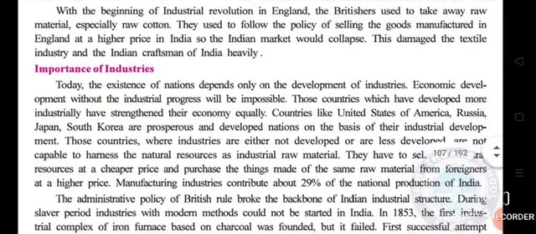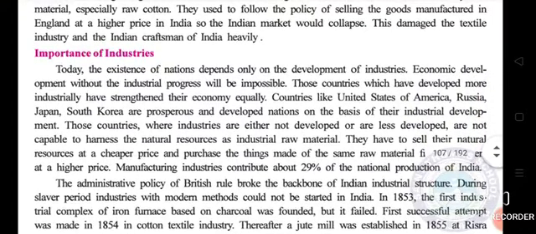So, importance of industries. What is the importance of our industries? Today, the existence of a nation depends on the development of industries, because our existence depends on industries. We can see many people working in different industries in different countries, and they are providing for our life. So economic development without industrial progress is impossible. That is why economic development is needed, and that is why industrial progress is also needed. That is why industries need to develop more in our country.